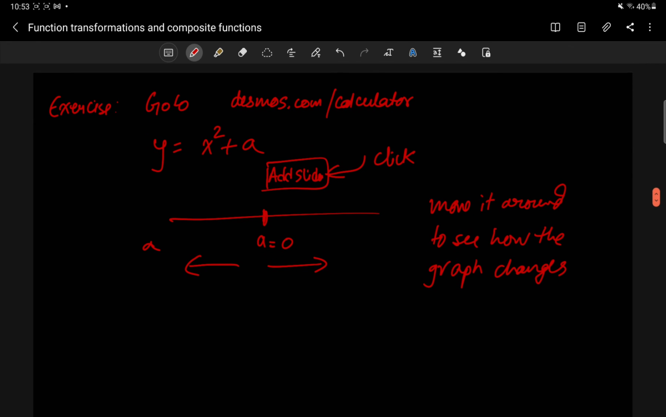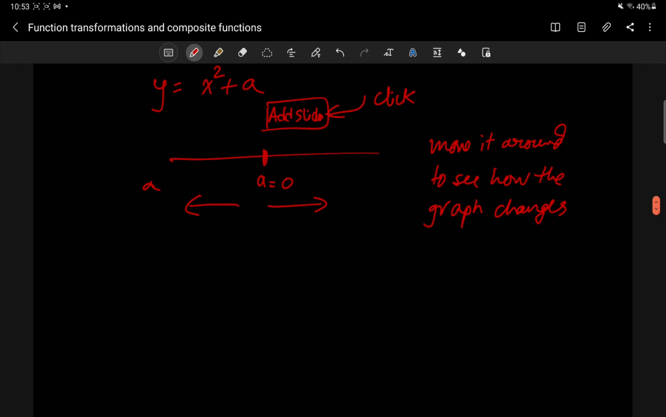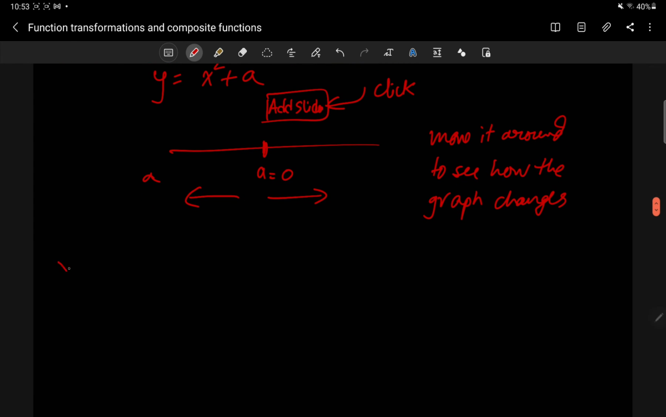So these are called vertical shifts, right? Vertical shifts happen when you add or subtract from the output.